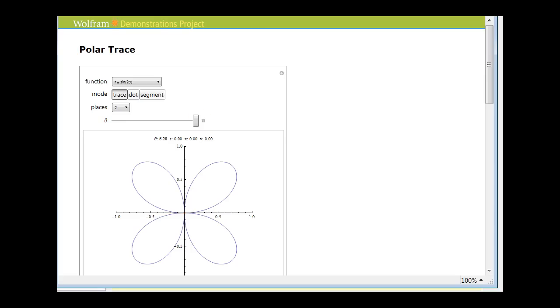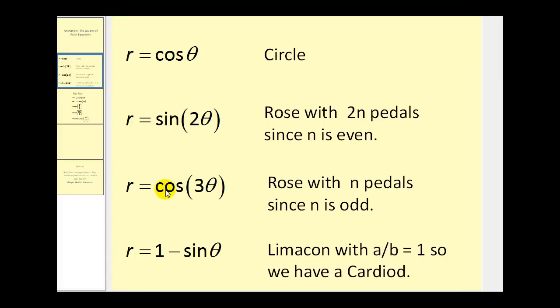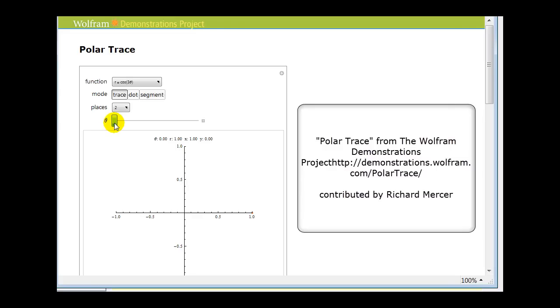Let's go ahead and take a look at the next one. Now we have r equals cosine 3 theta, another rose, but now since n is odd, n is 3, we have exactly n petals, or 3 petals. Let's take a look. As theta increases from 0 to pi over 2, we can see the r value starts at 1, decreases to 0.